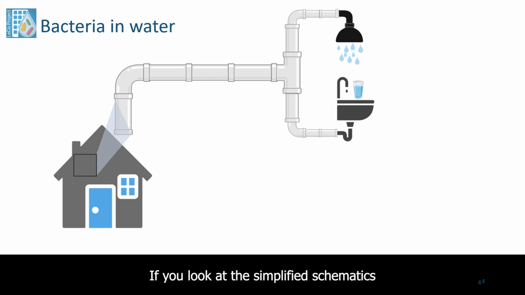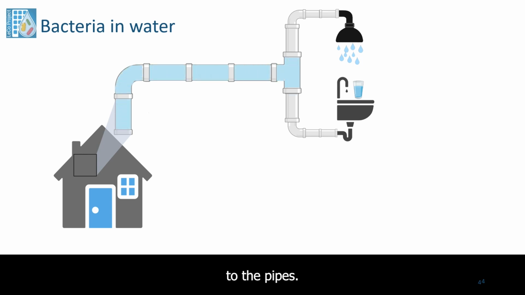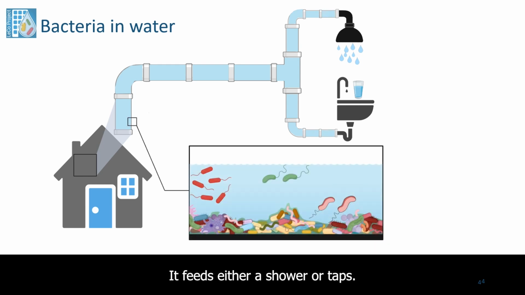If you look at the simplified schematics of a plumbing system, you can see the water is flowing inside our pipes, it feeds either our shower or our taps, and you can see how bacteria are also living inside our pipes. These bacteria are organized in either a biofilm, which is a structure composed of bacteria and extracellular matter, but also planktonic, so swimming in the water.